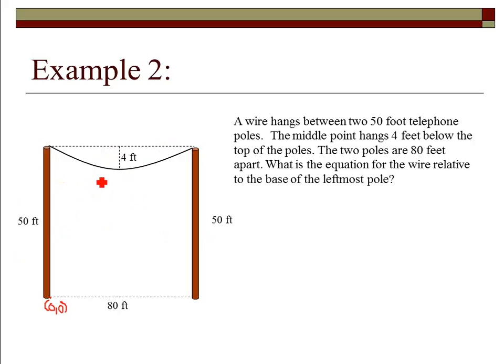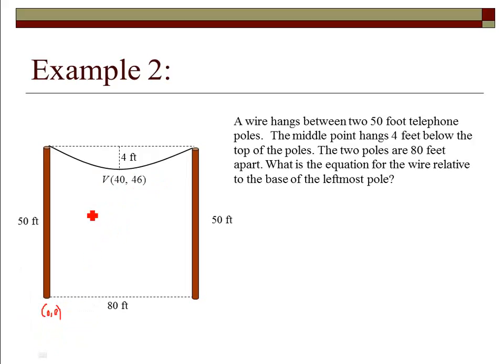I need to figure out what this vertex is. So when I look at this, if this is (0, 0), this is going out to the point (80, 0). The vertex is halfway between, so my x-coordinate is 40. The y-coordinate, well, this height here is 50, and I go down 4, so I would have a height of 46. So that's where we got that value. So it's (40, 46).